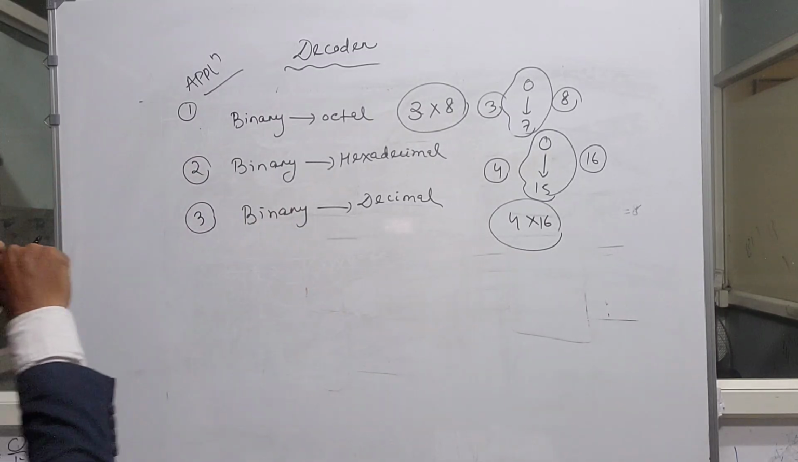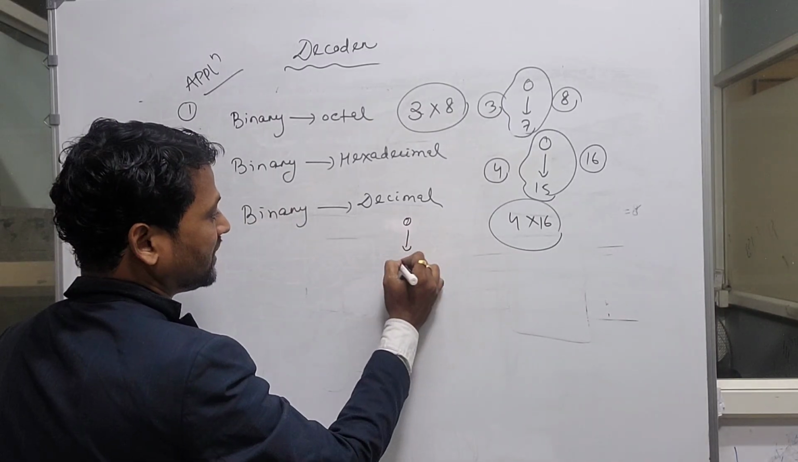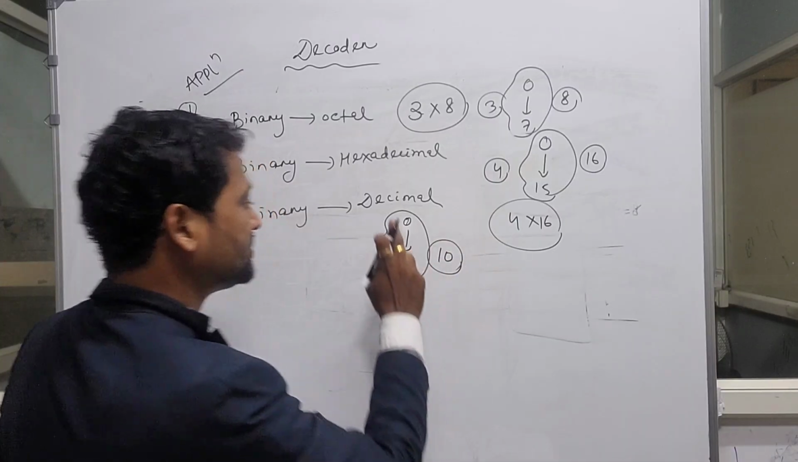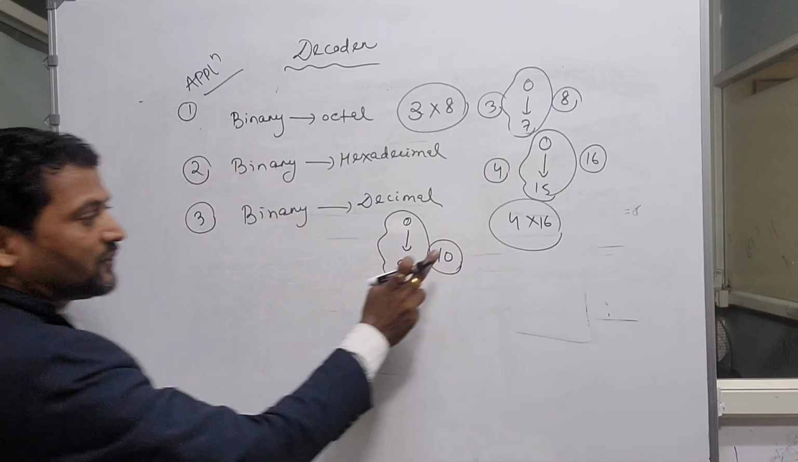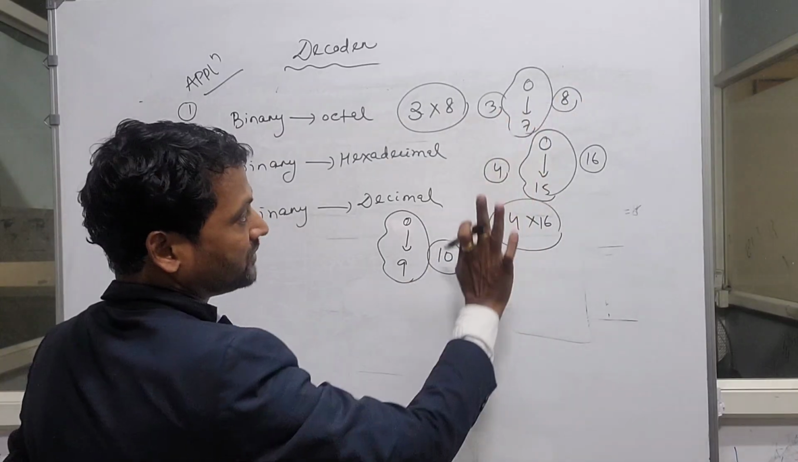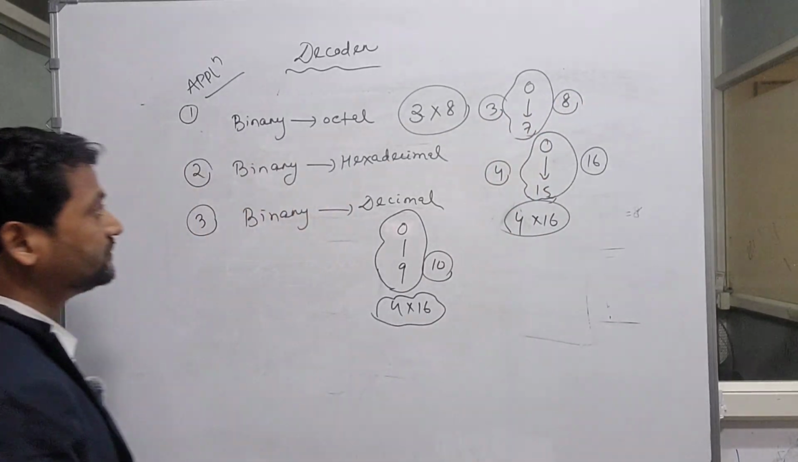And for binary to decimal का range क्या है? 0 to 9. So there it allows how many number? Only 10 number, 0 to 9. So for that we need 4 into 16, not 3 into 8. It is clear?